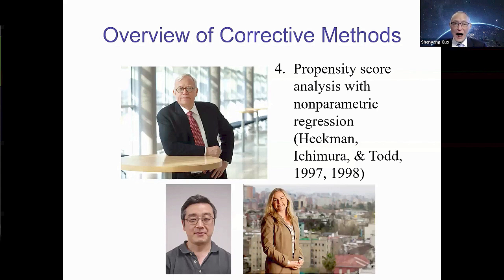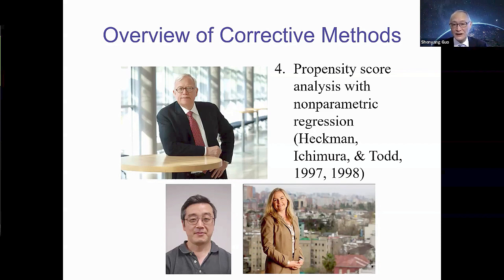The fourth model I'm going to review is so-called propensity score analysis with non-parametric regression, developed by Heckman, Ichimura, and Todd. This is Ichimura, professor of economics at Tokyo University. And this is Petra Todd, professor of economics from UPenn, University of Pennsylvania.